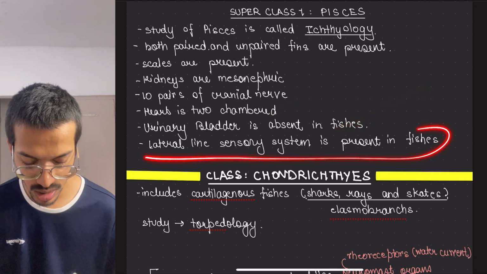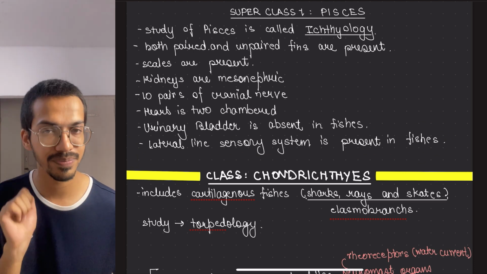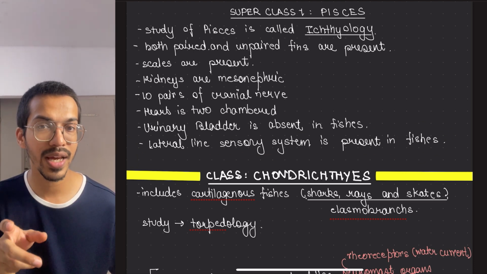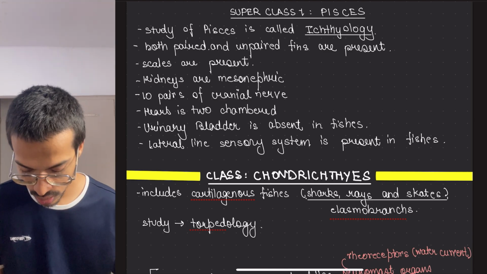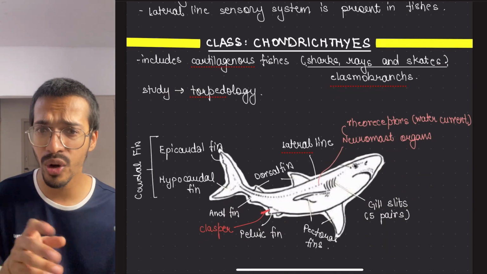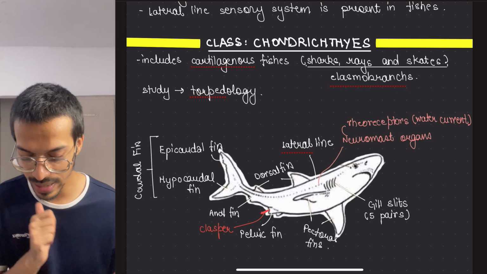Lateral line sensory system is present in the fishes, which detects the change in the water current. Okay, that's how they are able to, like, okay, something drops in the water, they will move and eat it. Of course, if someone is moving also, that will release what? Currents, right? So they can detect it with the help of the lateral line sensory system.